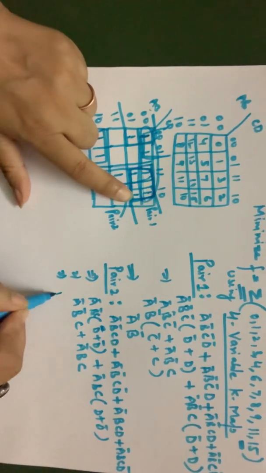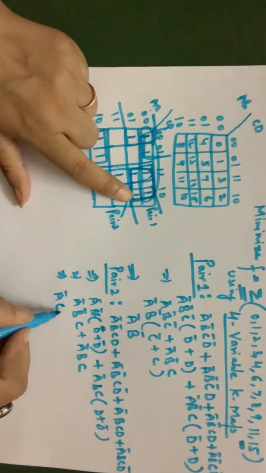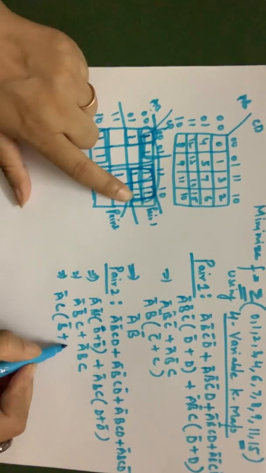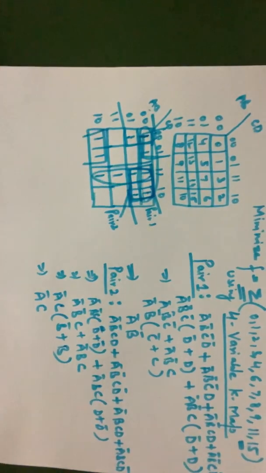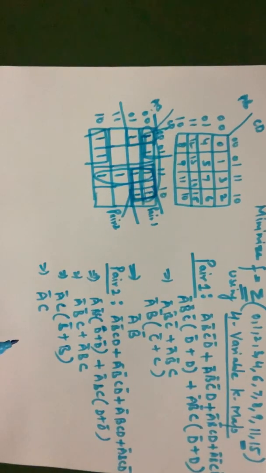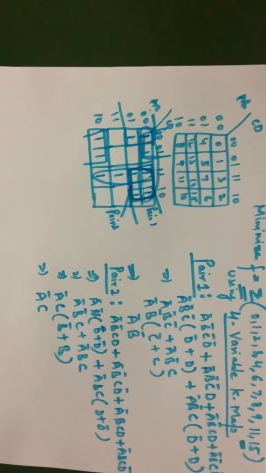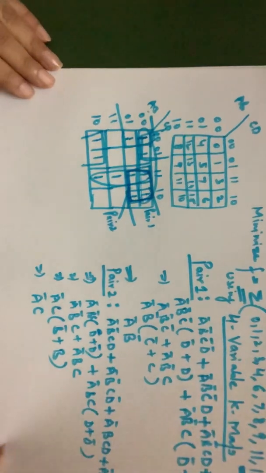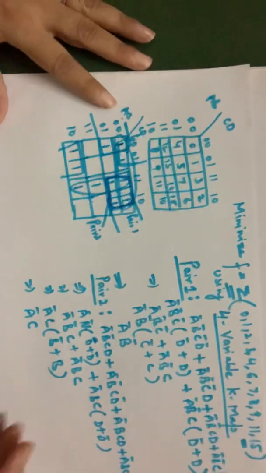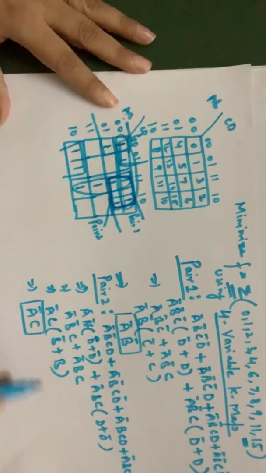What will you get now? A bar, C is common. So inside you will get B bar plus B, and you will get the value A bar, C. So this is my second value from this pair 2. I hope you are able to understand how we calculate this. So this is my first part, this is my second part.